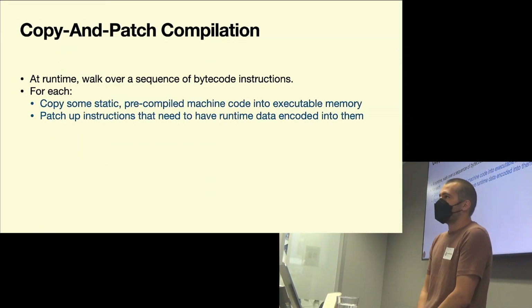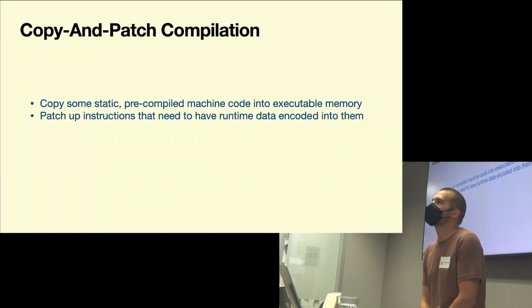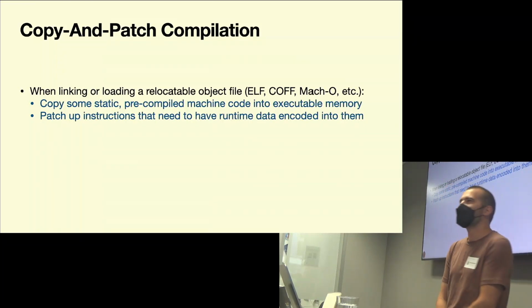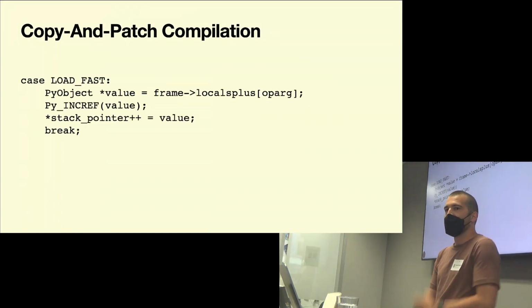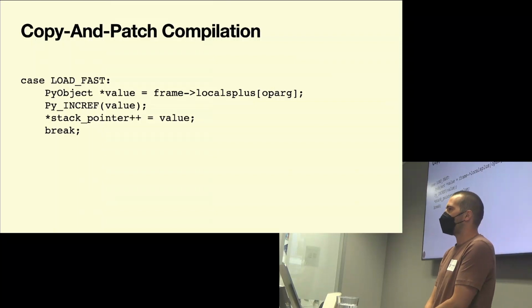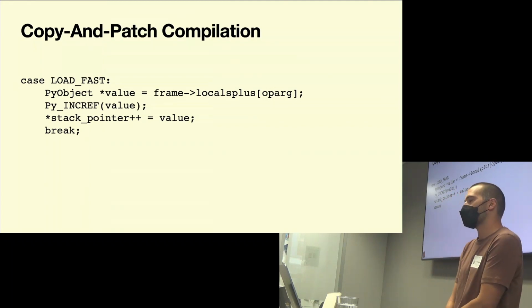Now, if you look at these two requirements, you'll notice that this sounds a lot like something we already have, which are relocatable object files. So I could just as easily say, when linking or loading an ELF file, we want to copy some static pre-compiled machine code into executable memory, and then we want to patch up the instructions that need to have runtime data encoded in them. These are relocations for things like extern symbols. And so this is how copy and patch works. Basically, we will use LLVM to build an ELF object file, and then we parse out the stuff that we care about from that ELF object file, namely the body of the bytecode instruction and any information on how we need to fix up the stuff that we want to fix up.